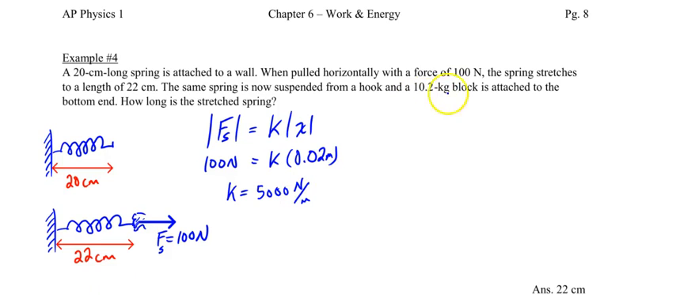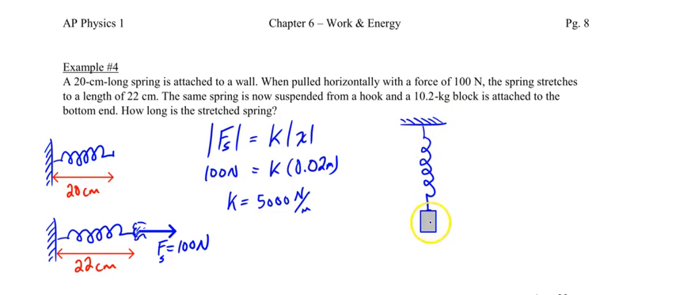So now let's take a look at this scenario with a 10.2 kilogram block attached to the bottom end of it. Now the spring is vertically oriented, attached to this block that has a mass of 10.2 kilograms. All right, so what I would do is draw a free body diagram for the block. If we consider this dot the block, and if you were to consider yourself the block, what forces would be acting on you externally? Well, you would feel a spring pulling you upwards, and then you would feel the force of gravity pulling you downwards. We'll label that as F sub S, and label this one as F sub G.